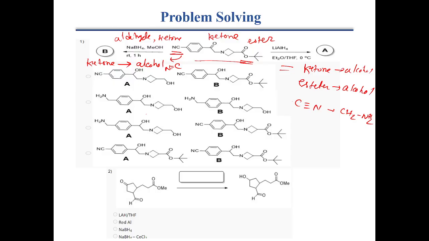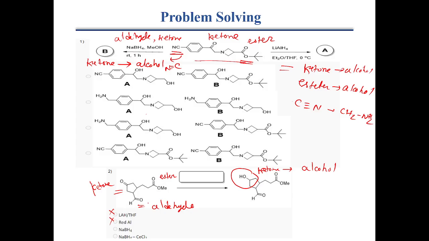Next question is this one. This is aldehyde, this is ketone, this is ester. So the first is lithium, and I'm giving only ketone. Ketone is converted to alcohol. Lithium aluminum hydride reduces all of them, ester, ketone, aldehyde, so it will not happen. Red-Al is also a very strong reagent, so it will also reduce aldehyde, ketone, ester.